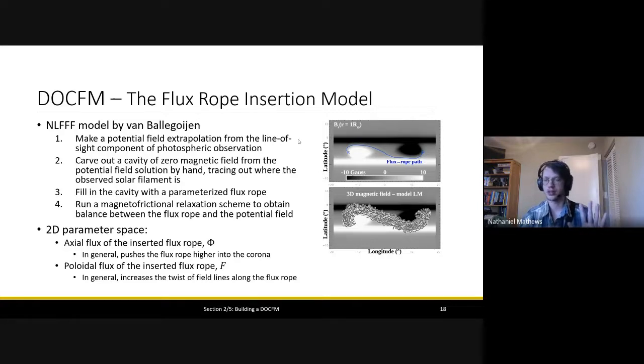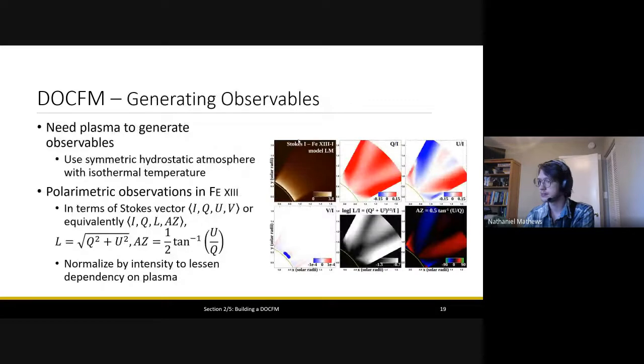We have this two-dimensional parameter space that we'll try to search for the best parameters that match our ground truth. Those parameters are the axial and poloidal flux of the initial inserted flux rope before magnetofrictional relaxation. Of course, then to do the synthetic observations, we need to put plasma in to actually produce the light to make observations. So we place a hydrostatic atmosphere with an isothermal temperature so it doesn't mess up any of the magnetic field balancing that we've done.